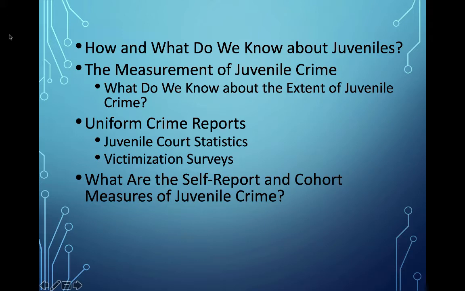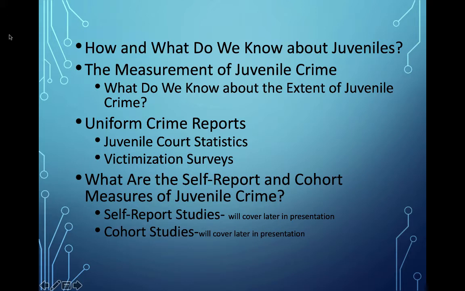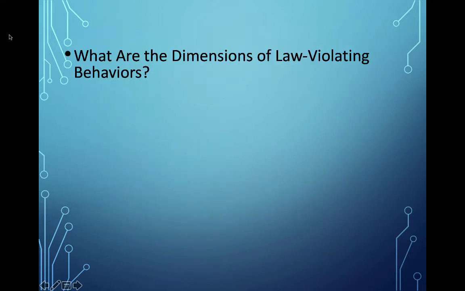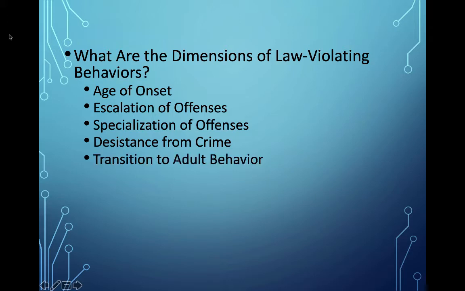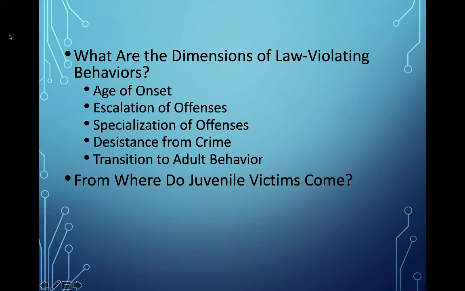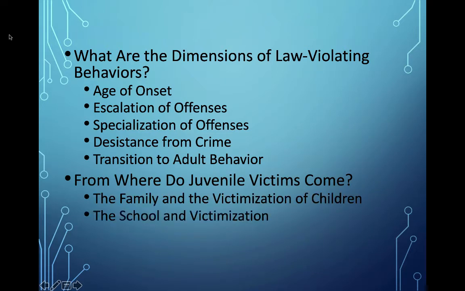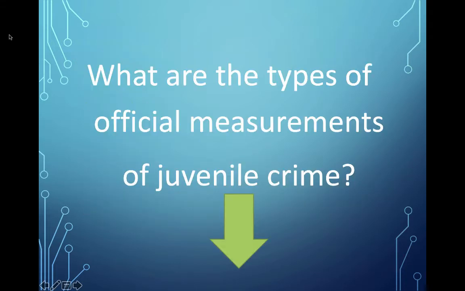What are the self-report and cohort measures of juvenile crime? Self-report studies, cohort studies. What are the dimensions of law-violating behaviors? The age of onset, escalation of offenses, specialization of offenses, desistance from crime, transition to adult behavior. From where do juvenile victims come? The family and victimization of children, the school and victimization.